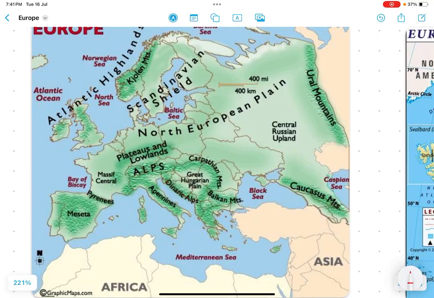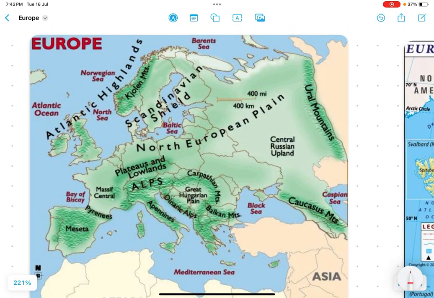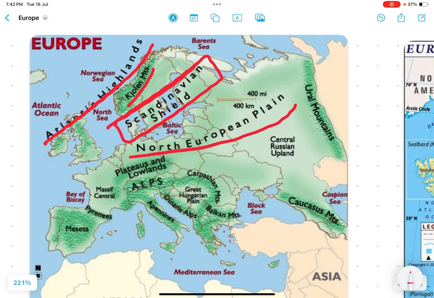So you can see these are the Atlantic highlands right here. We have Poljan Mountains. This is the Scandinavian Shield. These are the North European plains.